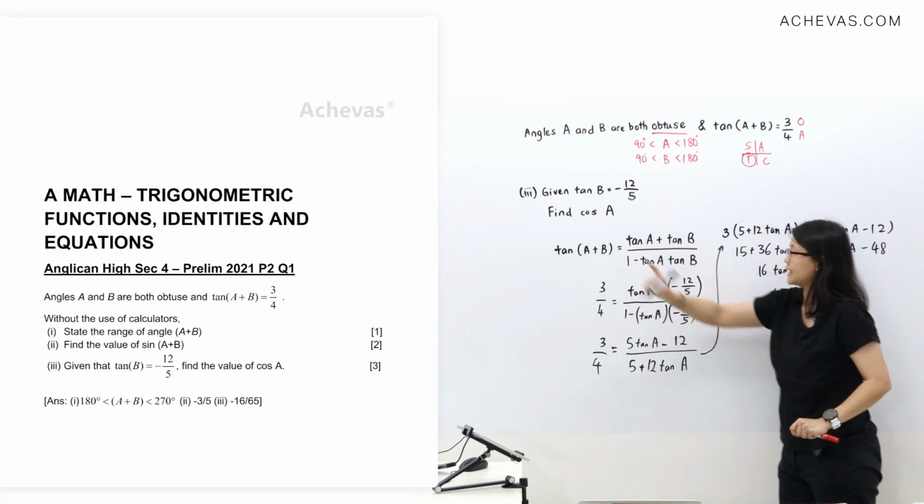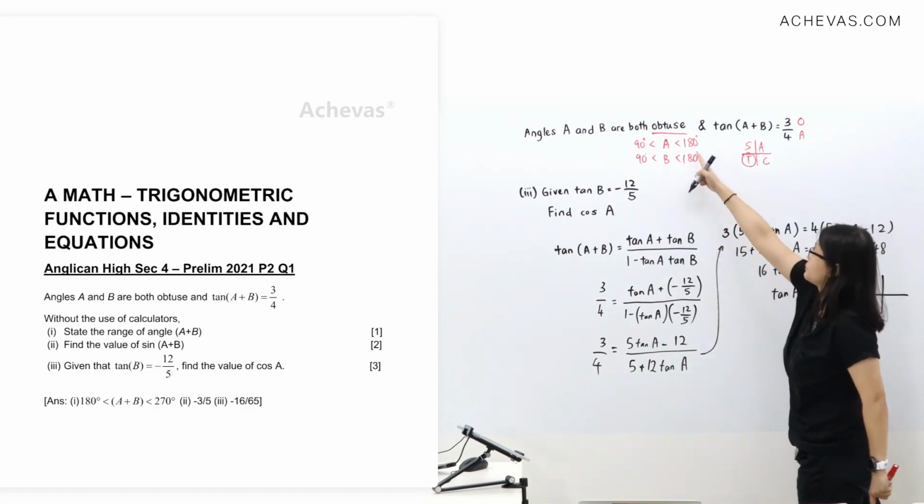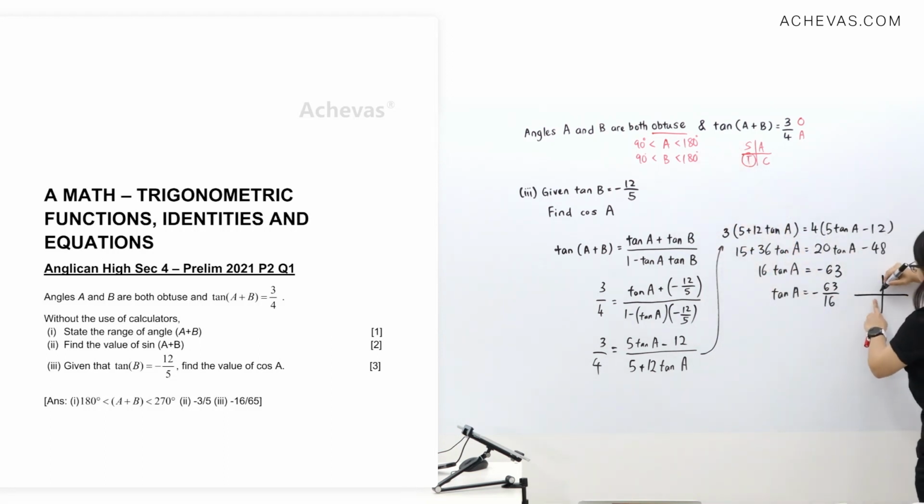Now remember this is not what you want. You need cos A. So we're going to draw another triangle here. Now we know that A is obtuse. I'm going to use the obtuse angle, which is this triangle. I'm going to place this value. I label this angle as A. I'm going to label opposite as 63, adjacent as 16. Because this is negative, I place negative here.